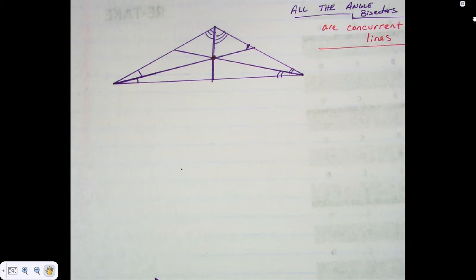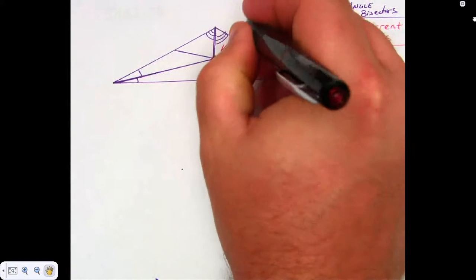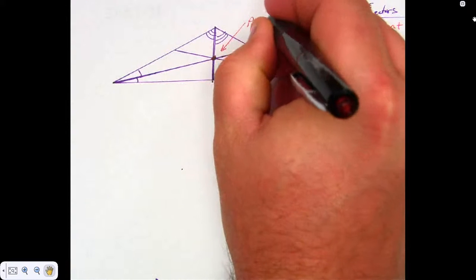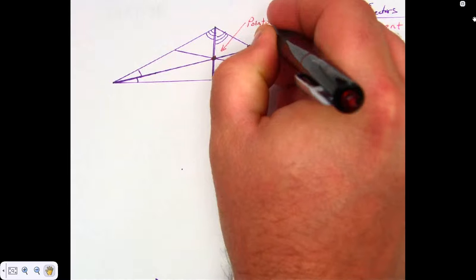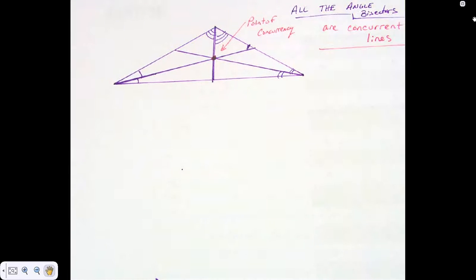Is that point called anything? Do they have a name for it? Point of concurrency. Concurrency. I can spell that. They call that a point of concurrency. Okay, very good. Thank you.